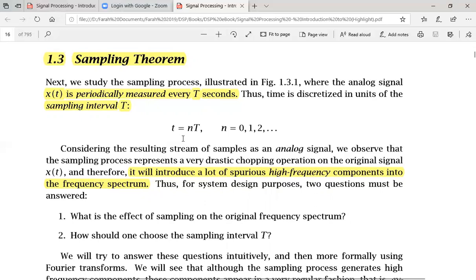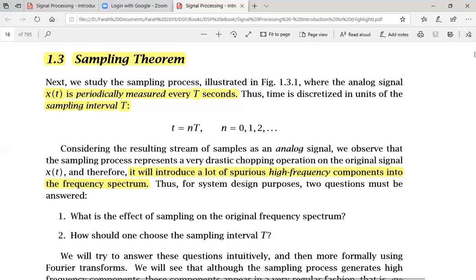It means, what is the effect of sampling on the original frequency spectrum? In the original frequency spectrum, a lot of spurious high frequency components would be added, and your original frequency spectrum would be replicated after every interval of sampling frequency or sampling rate.